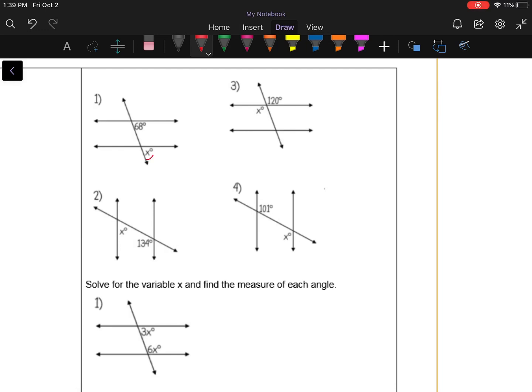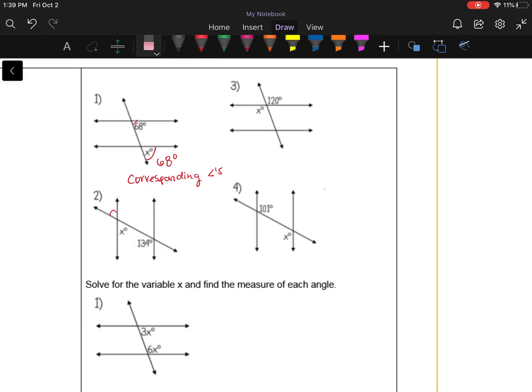I know the measure of this angle is 68. How? Well, those guys are in corresponding position. They are below the parallel lines and to the right of the transversal. So these guys are corresponding angles.